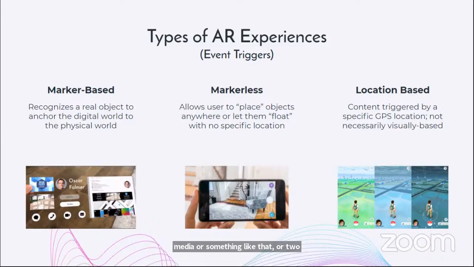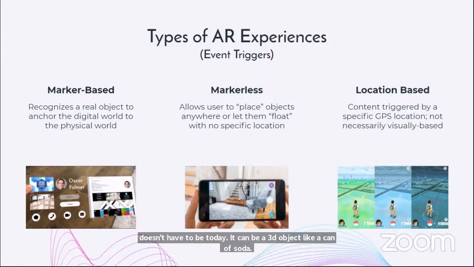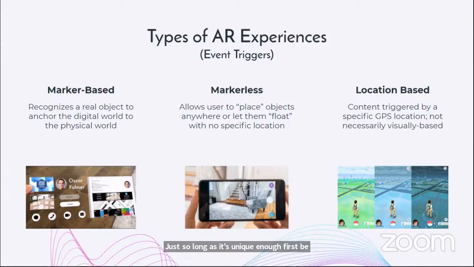Or it could be something like a children's storybook where the characters can pop off the page. So the marker doesn't have to be 2D. It can be a 3D object like a can of soda, just so long as it's unique enough for it to be recognized by the camera.